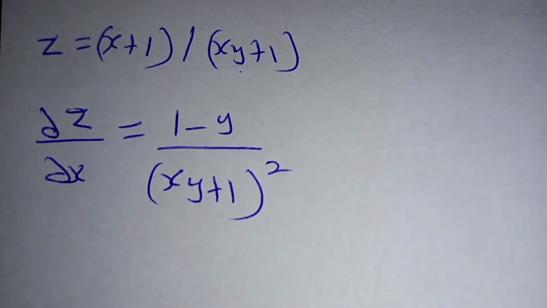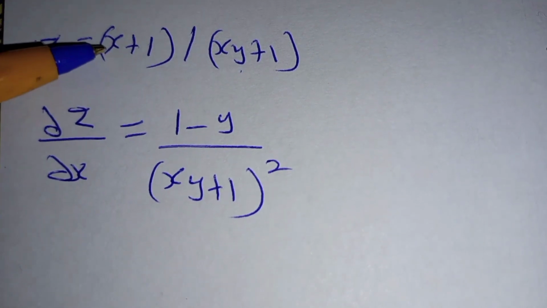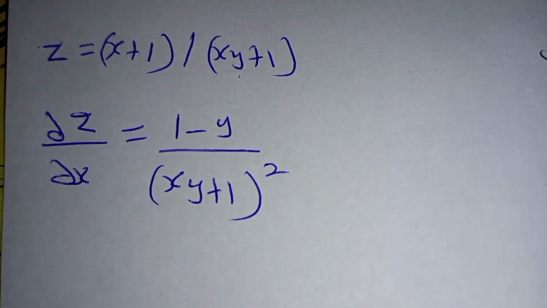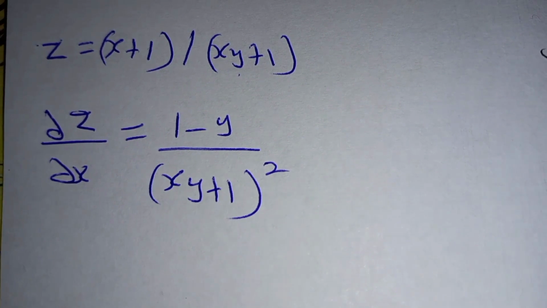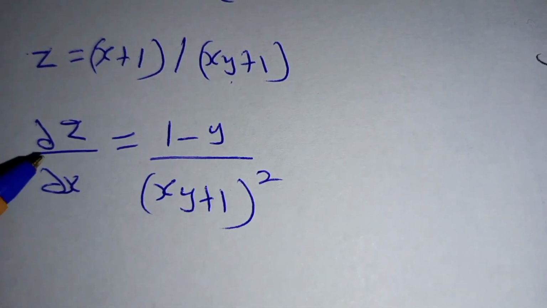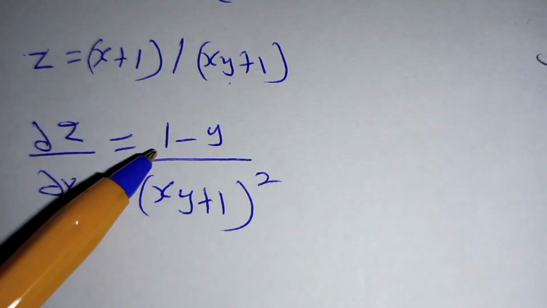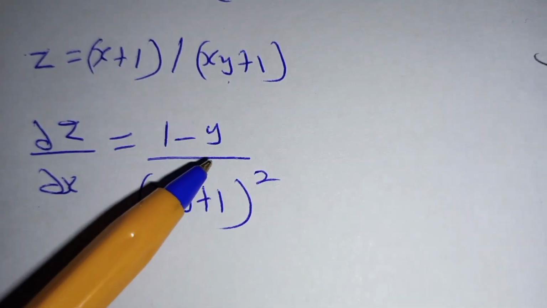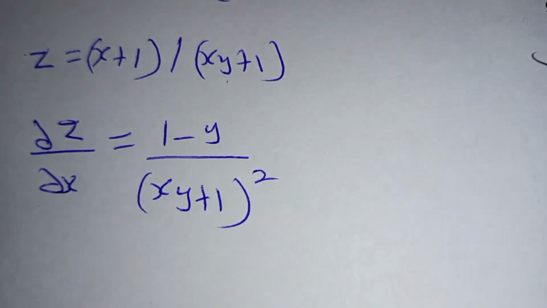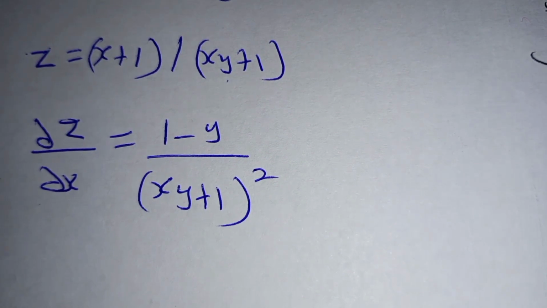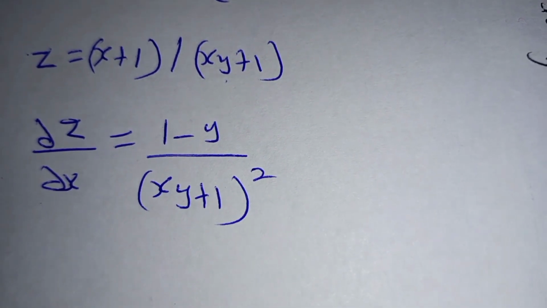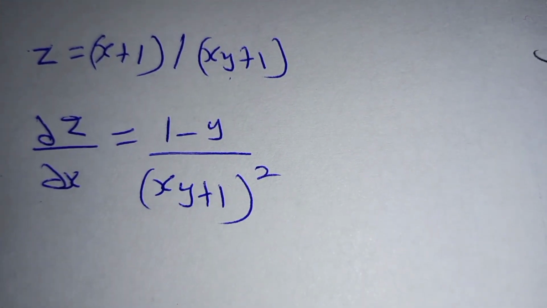So given z is equal to x plus 1 divided by xy plus 1, the partial derivative of z with respect to x is 1 minus y divided by bracket xy plus 1, everything squared, by the quotient rule.